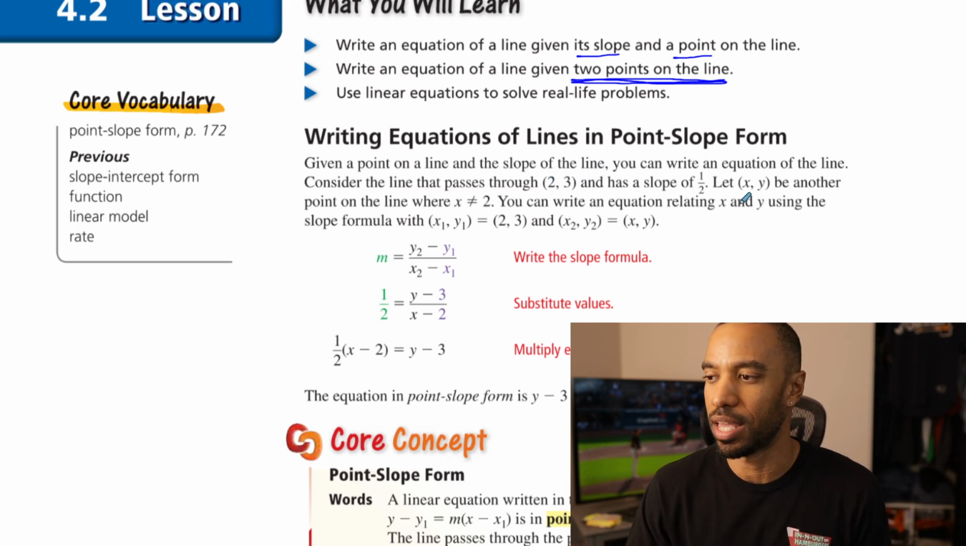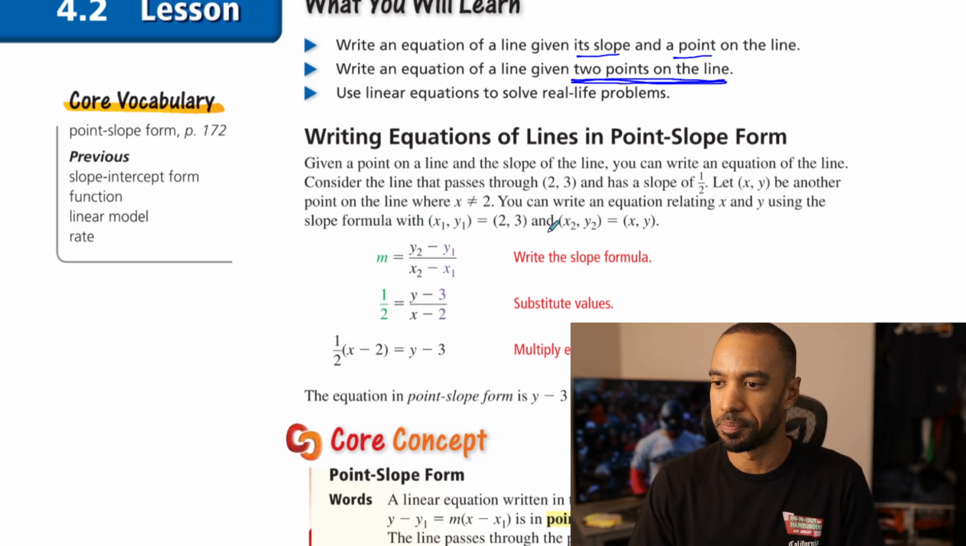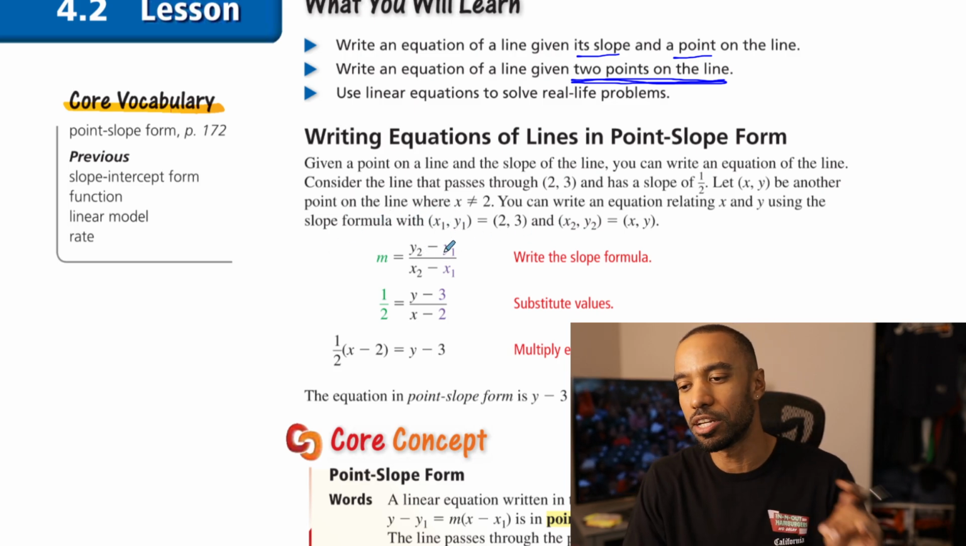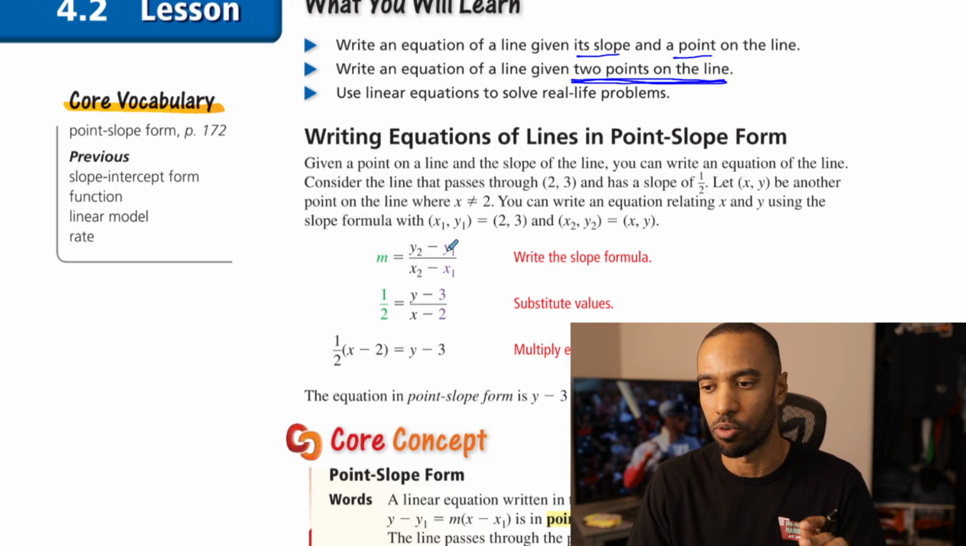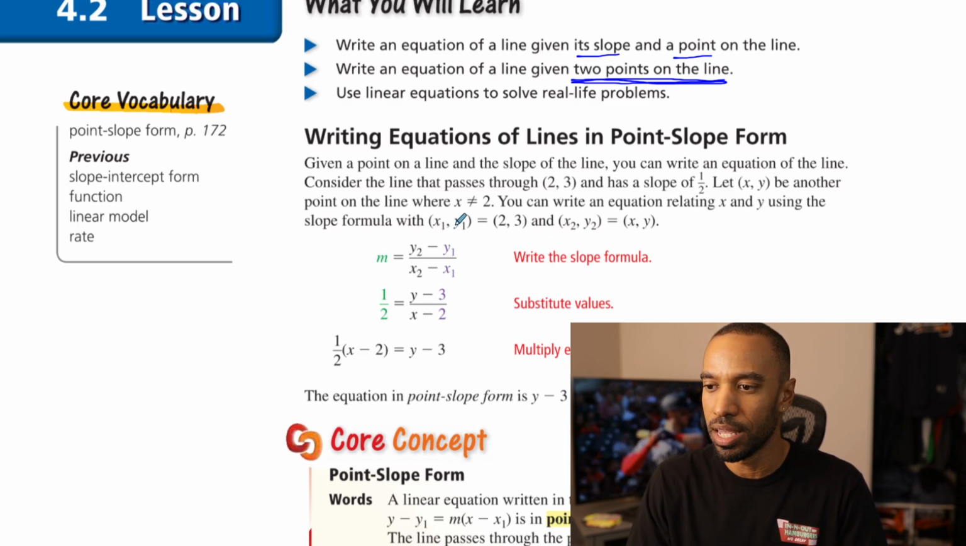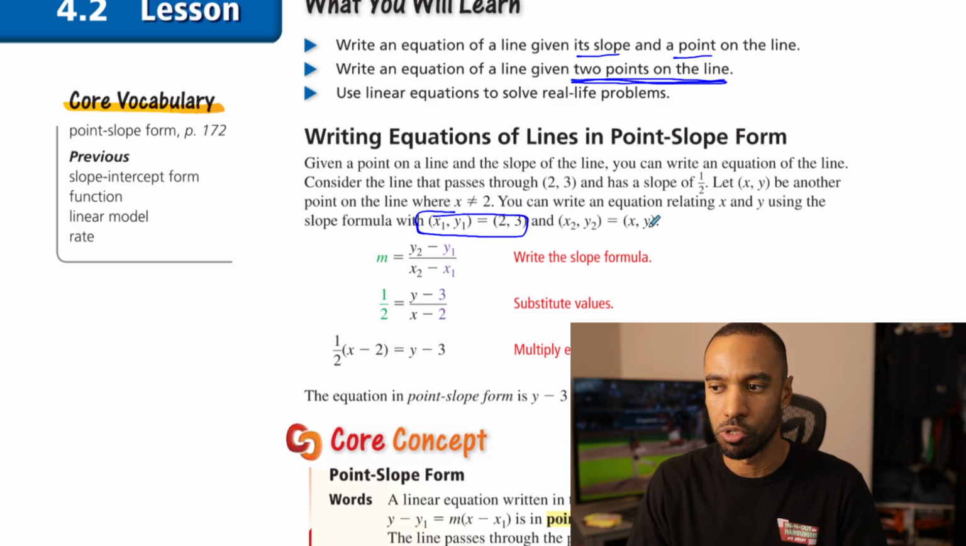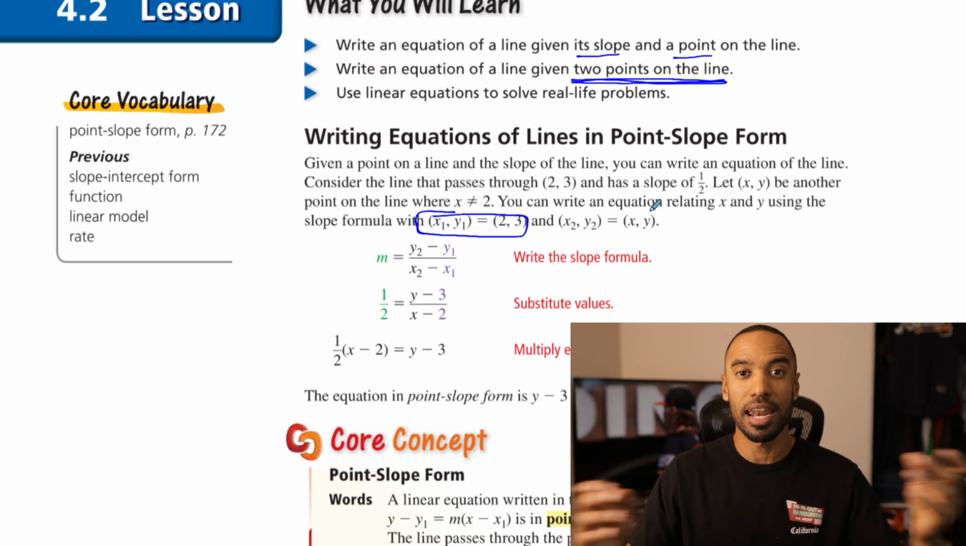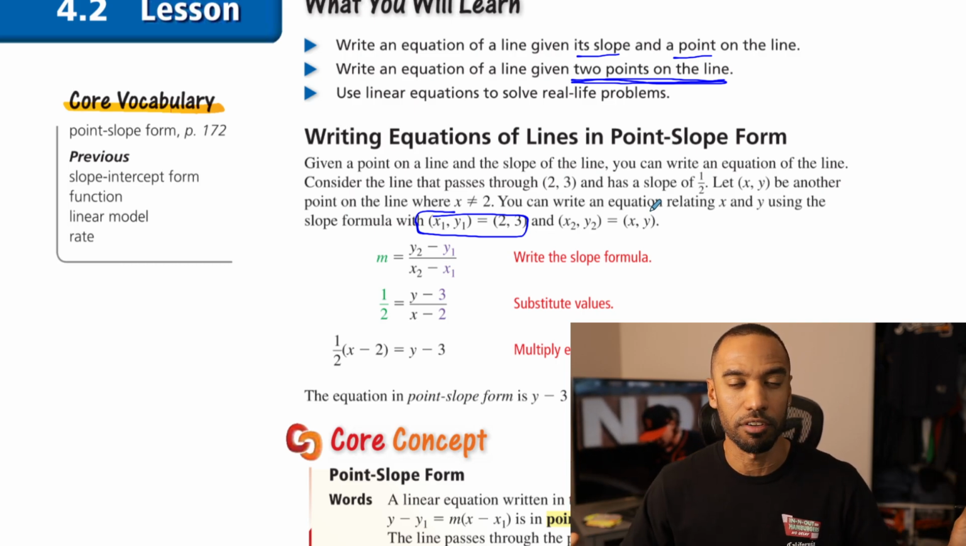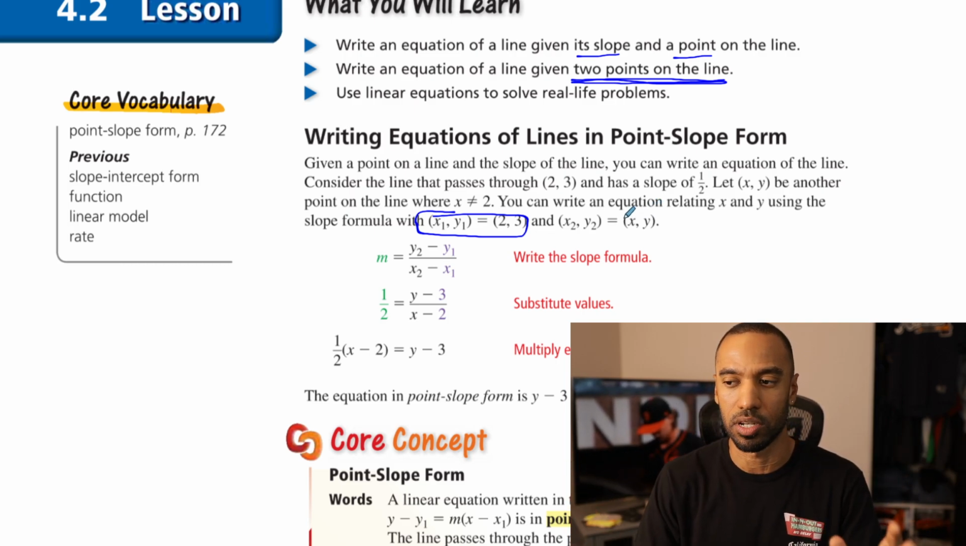You can write an equation relating x and y using the slope formula. Oh, okay, so cool. So they have an interesting way of showing you how this point-slope form is going to work. So they're substituting this as some (x1, y1). Our (x2, y2) is unknown, so we call them x and y. Or they can represent any other point on there. It's not like we're solving for it. They just represent some other point on there.